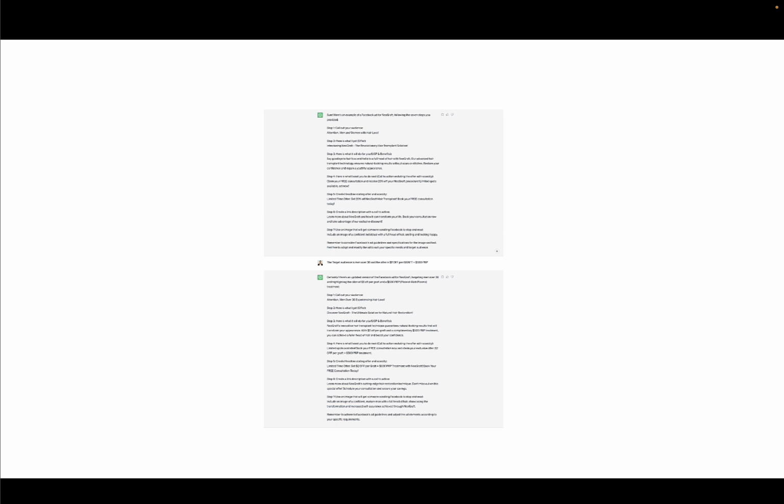Our advanced hair transplant technology ensures natural looking results without scars or stitches. Restore your confidence and regain a youthful appearance. Claim your free consultation and receive 20% off your NeoGraft procedure. Limited spots available. Act now.